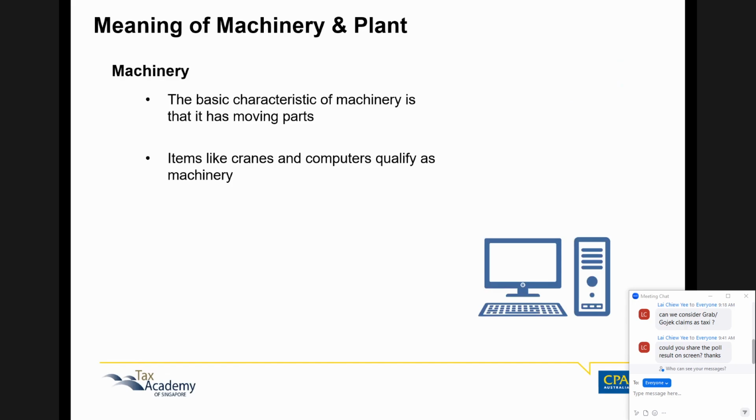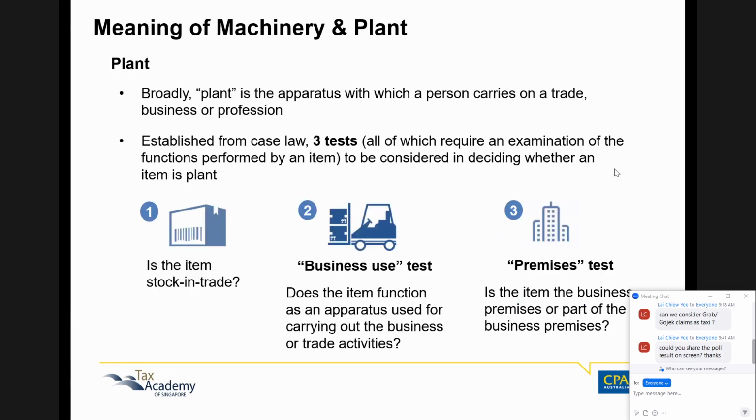Machinery should still be quite easy to understand. It's those machines that have moving parts. So this will be items like cranes, computers, etc. All of these can qualify as machinery. Generally, we wouldn't have much problem with machinery. But we may encounter problems when it comes to plant. So maybe we look at what is plant first.